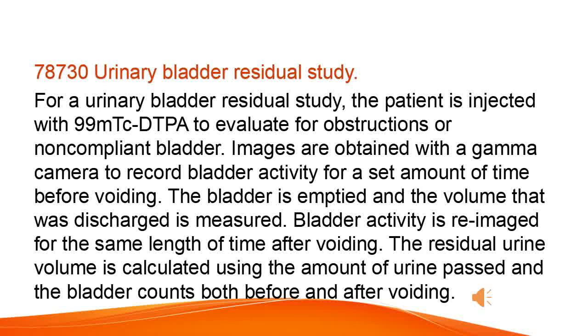Urinary bladder residual study. For a urinary bladder residual study, the patient is injected with 99mTc-DTPA to evaluate for obstructions or non-compliant bladder. Images are obtained with a gamma camera to record bladder activity for a set amount of time before voiding. The bladder is emptied and the volume that was discharged is measured.